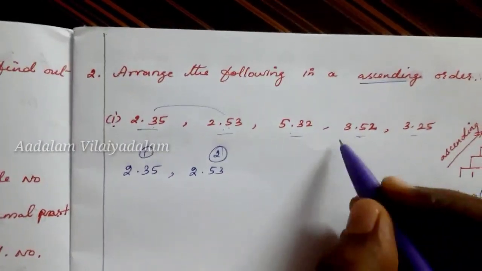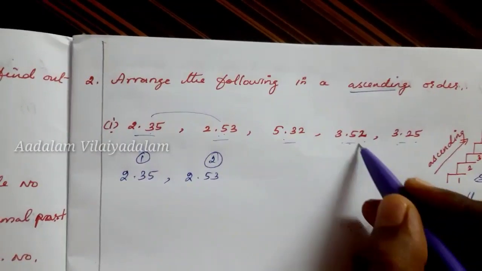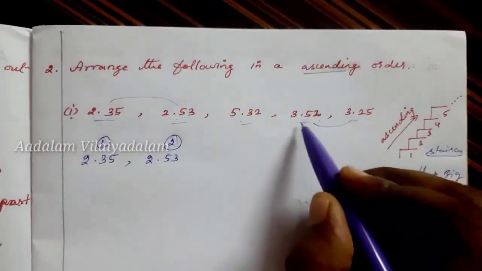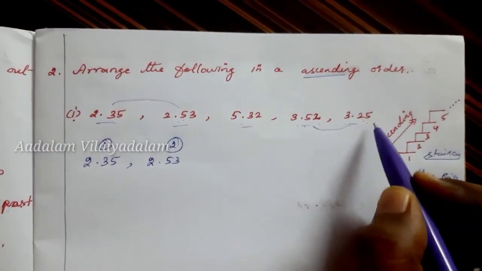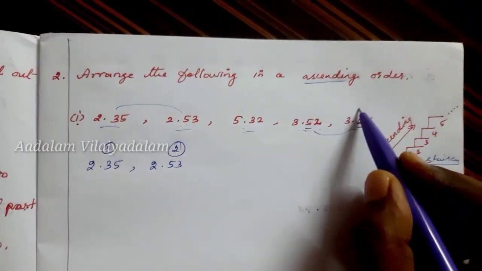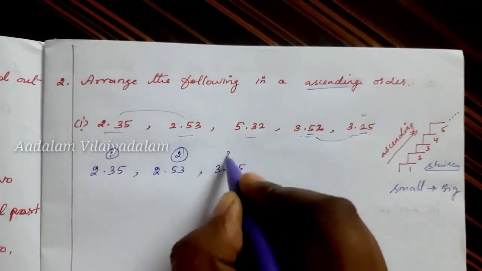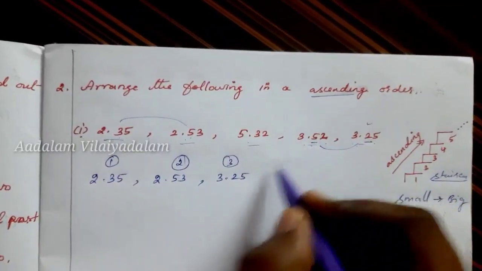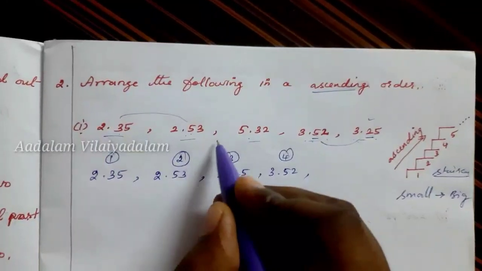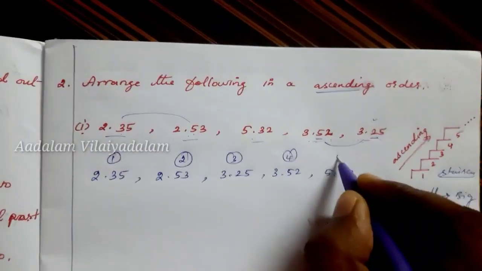The third number will be, in comparing the whole part, we can say 3.5 and 3.25, isn't it? We are moving from small to big. Which one will be the smallest one? Comparing this 5 and 2, we can say this is the smallest one. So we can write 3.25. This is the third one, and next we get 3.52, which will become the fourth number, and the remaining one will be the last, biggest number, that is 5.32.